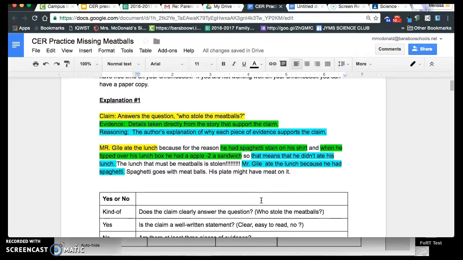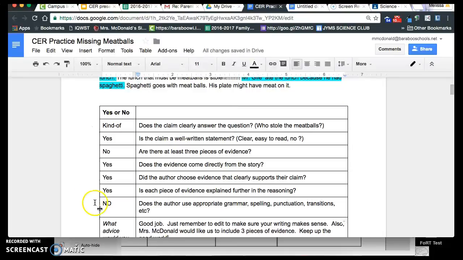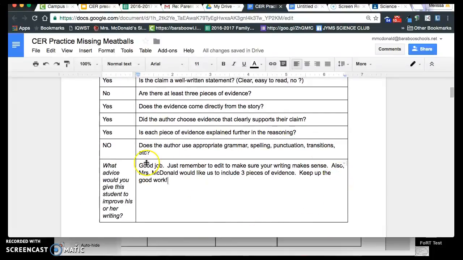And now I've gone through, I've highlighted the claim, the evidence, and the reasoning. I've given them some feedback on this form. I've written some pointers to make their writing better, and I am done with this example.